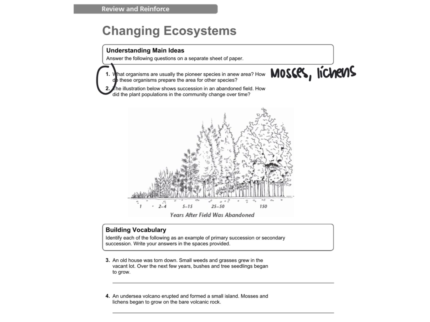Okay, the illustration below shows succession in an abandoned field. How did the plant populations in the community change over time? Well, the years after the field was abandoned: 1, 2 to 4, 5 to 15, 25, 50 to 150. Okay, so how did the plant population in the community change? Well, it's pretty easy to see that over time, the plants grew, right? We had our small grasses here, and then things started getting taller. We had our trees go from seedlings all the way up to these really tall trees, right? Okay, and notice it took a very long time, right? So that doesn't mean that succession is going to happen overnight. It could take a few years, or it could take several years.